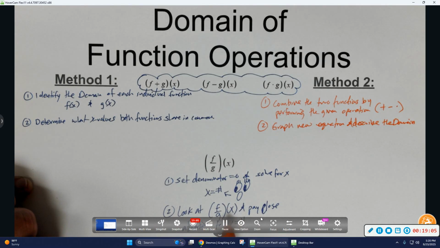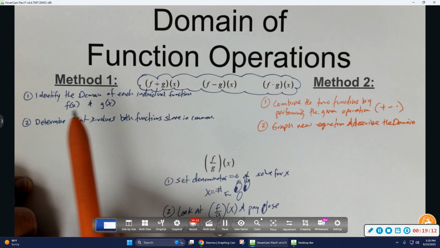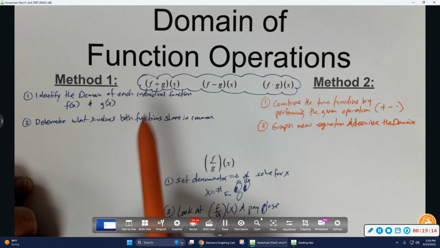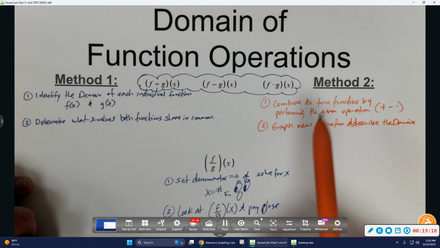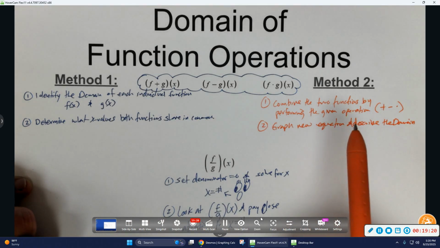Division, again, will be the same for either. You will only have one method for division. It's multiplication, addition, subtraction that you get to decide. Are you more visual? Do you want to look at all the graphs and then describe the domains? Where do they overlap? Or do you want to combine them, create one equation, and just look at one graph?